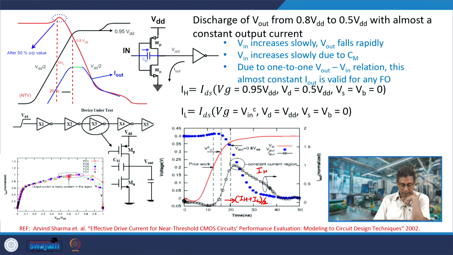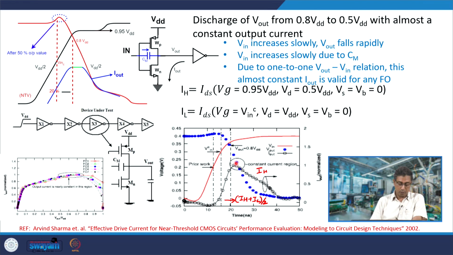That you can also see here that for different fan outs, what we have done is we are seeing the current from 0.8 VDD to 0.5 VDD, and you can see that it is fairly constant for different fan outs. What is the reason? Here the input voltage is increasing between these 2 points. Here you are at 0.8 VDD and this is 0.5 VDD. You can observe that the input voltage is rising quite slowly, while the output voltage is falling rapidly.